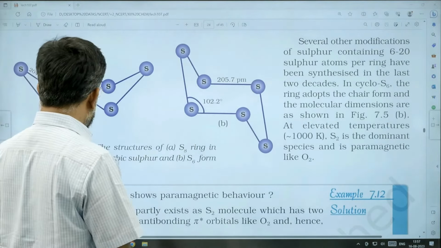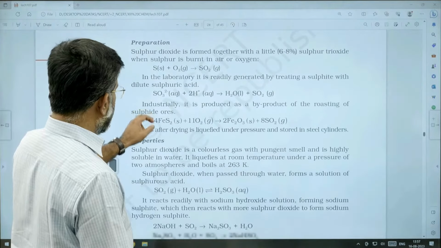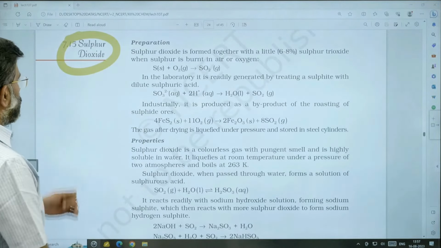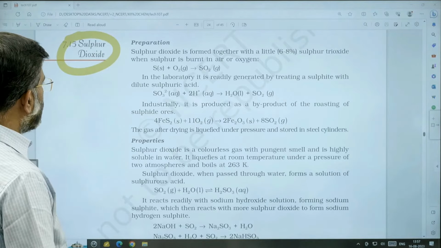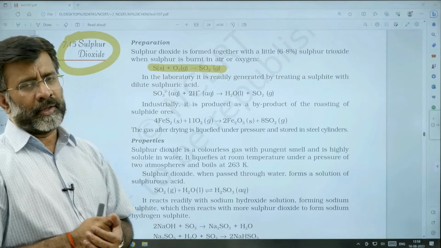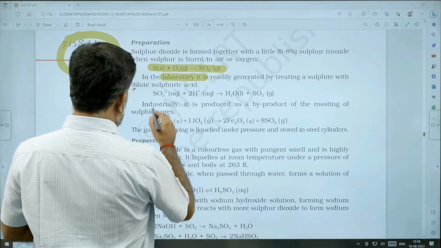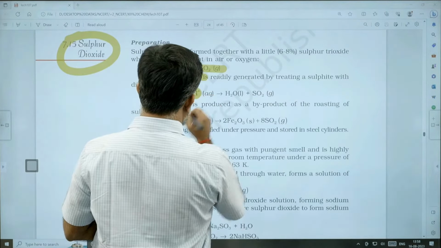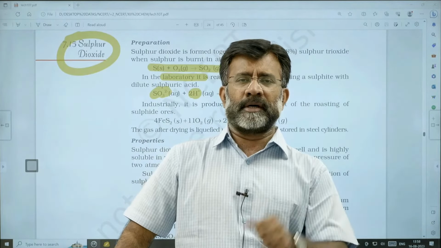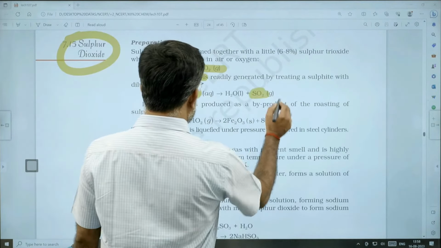That is about the allotropic forms of sulfur. Next is a talk on sulfur dioxide, SO2. Sulfur dioxide is prepared by the combustion of sulfur, directly burning it. In the laboratory, you can get sulfur dioxide by treating a sulfite salt solution with acid, and SO2 gas will be liberated.